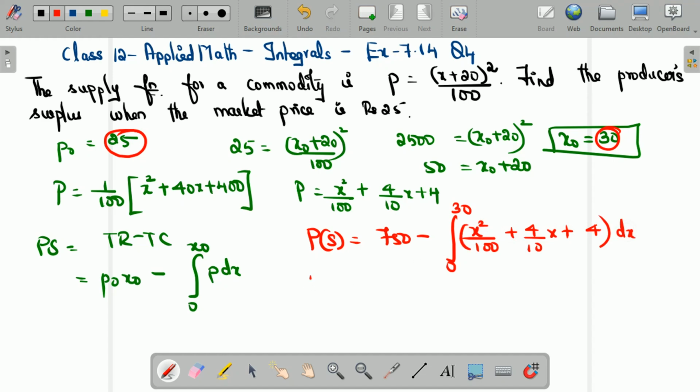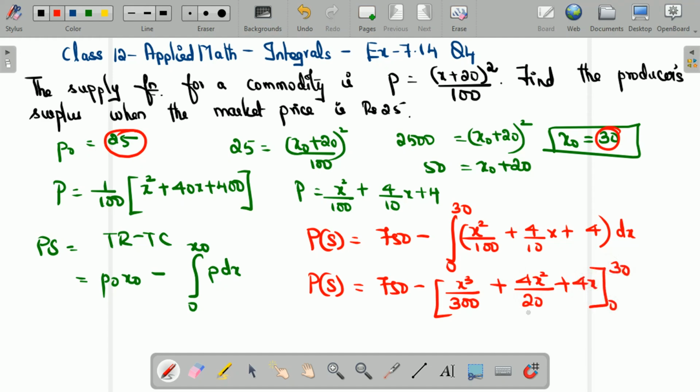So first let's finish the integration. So PS is going to be equal to 750 minus, x squared on integration is x cubed by 3. So I'm keeping this as x cubed by 300 plus this is going to be 4x squared by 20. Then this is going to be plus 4x between the limits 0 to 30.